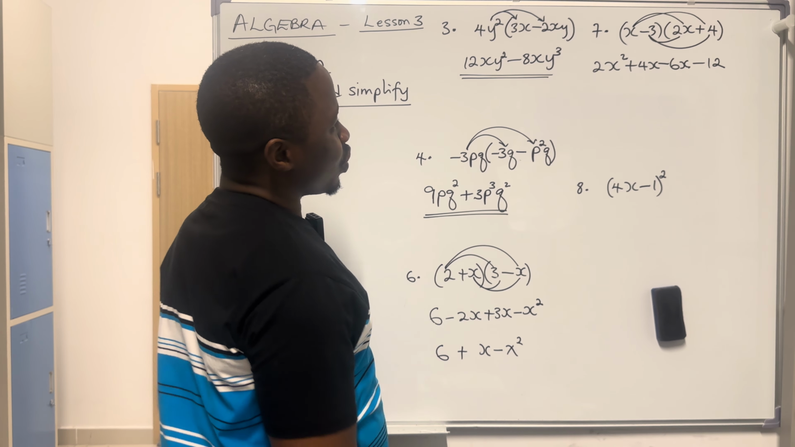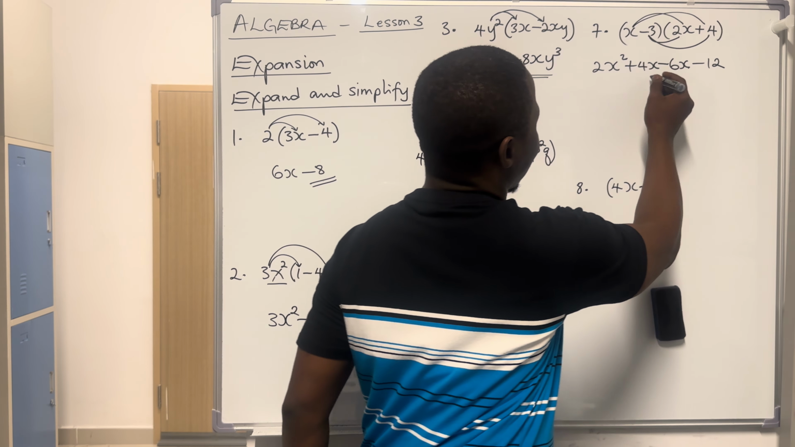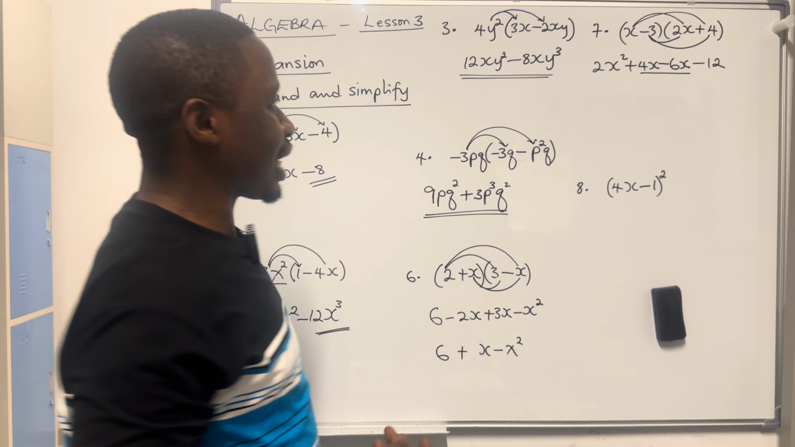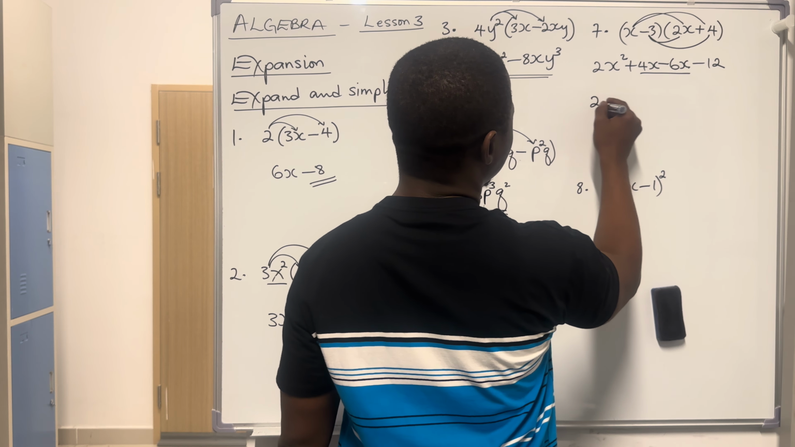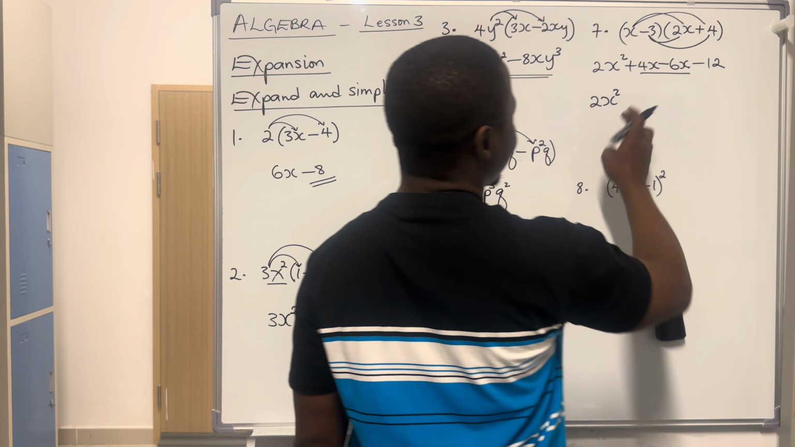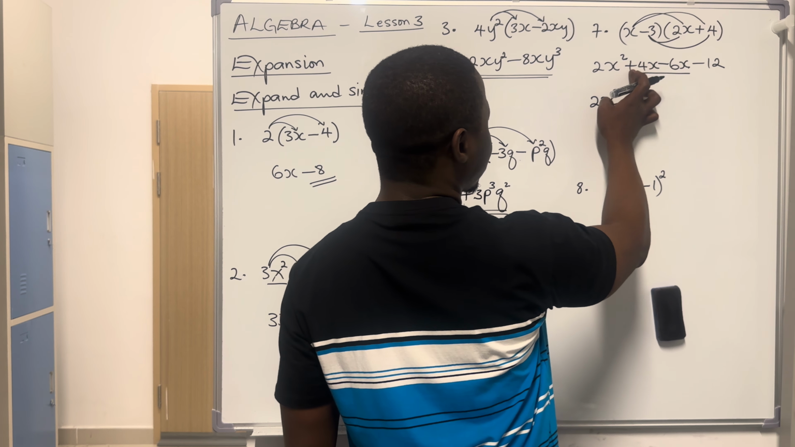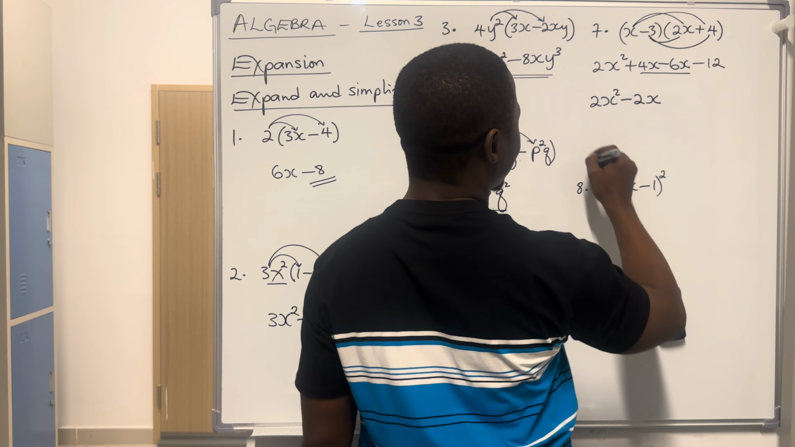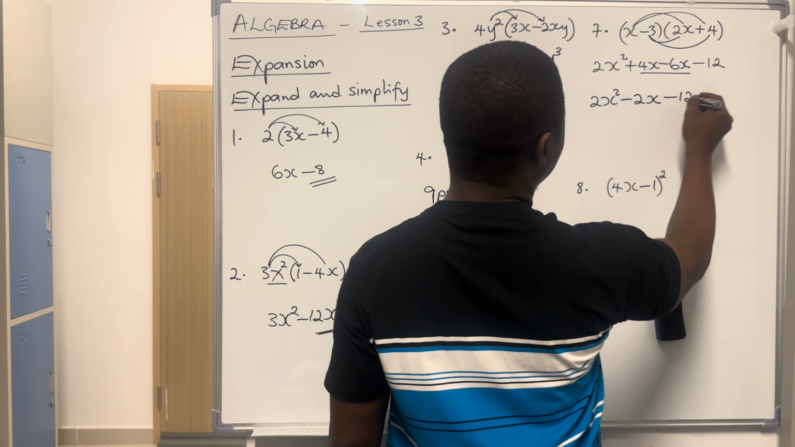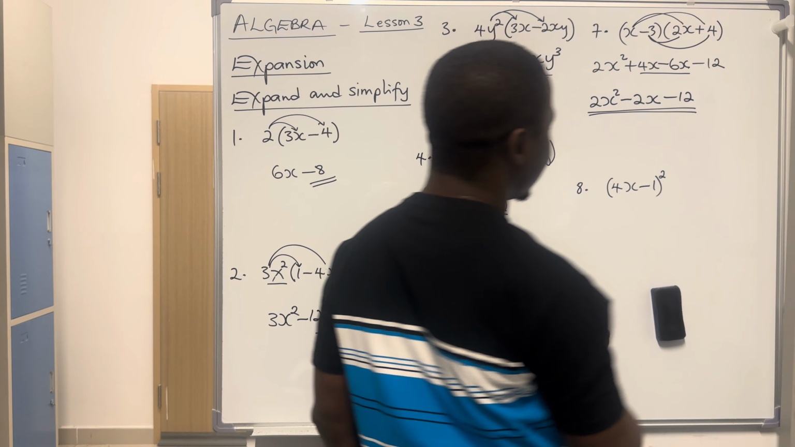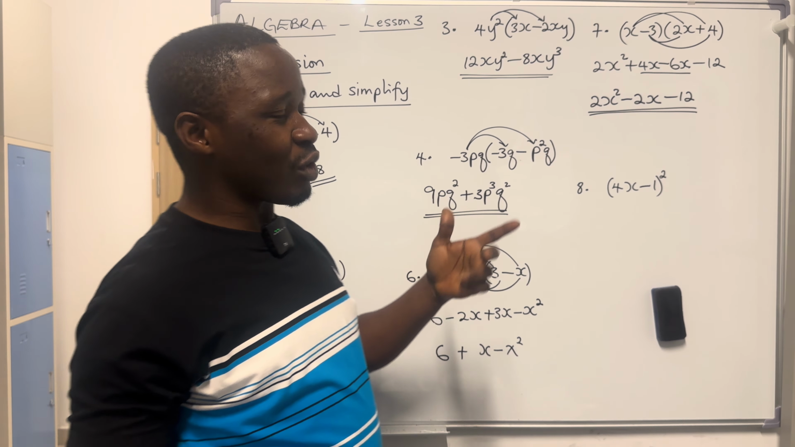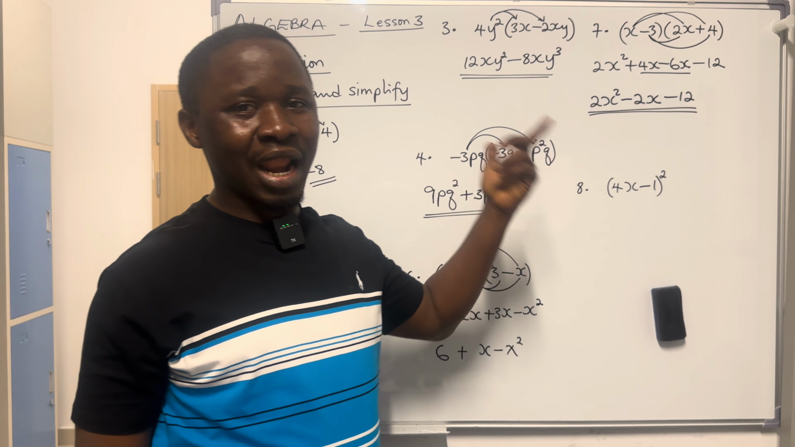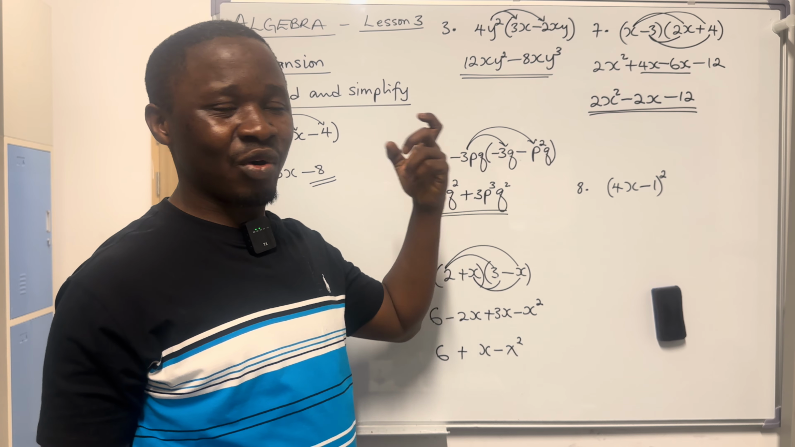Okay, so we can see that the two middle terms, they are like terms. We can add them, we can subtract them. So we say 2x squared, minus 4 plus 4 minus 6 is minus 2, so we say minus 2x minus 12. So this is the result we have. We cannot add or subtract any two terms because there are no two terms that are alike. Any two terms there are unlike terms.